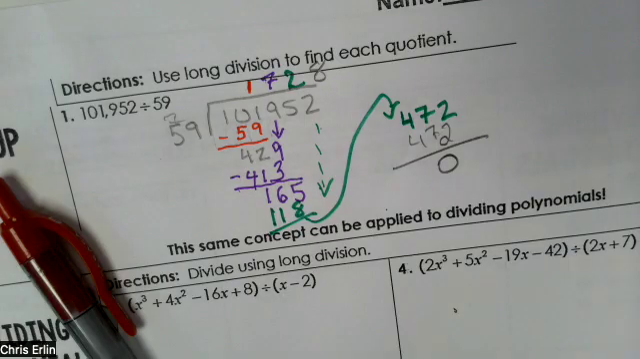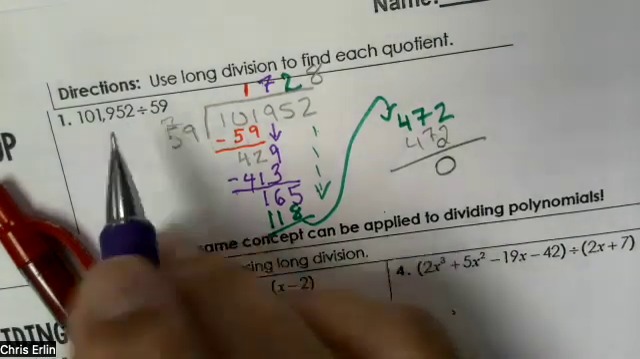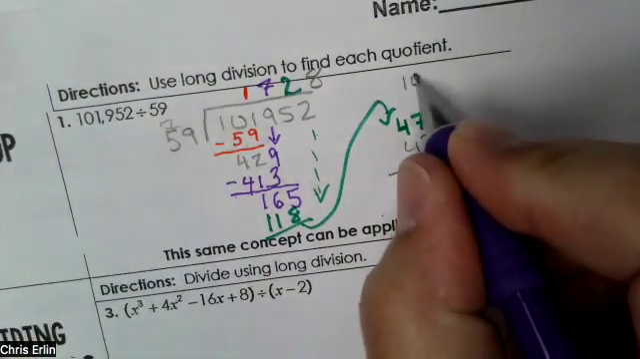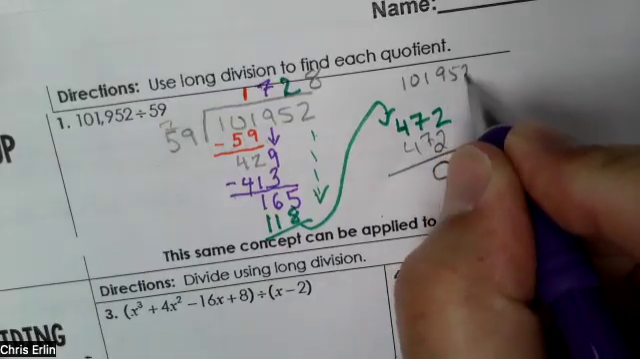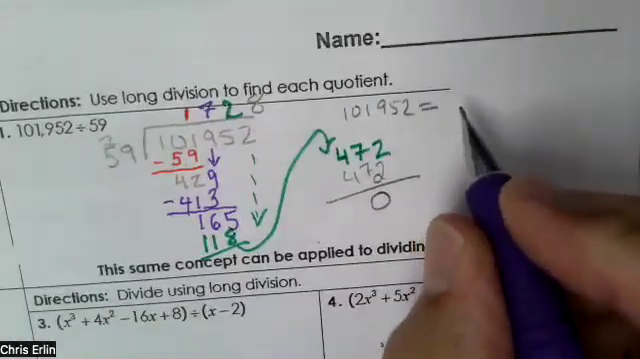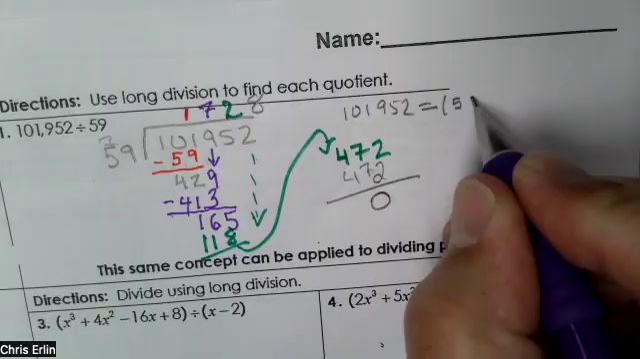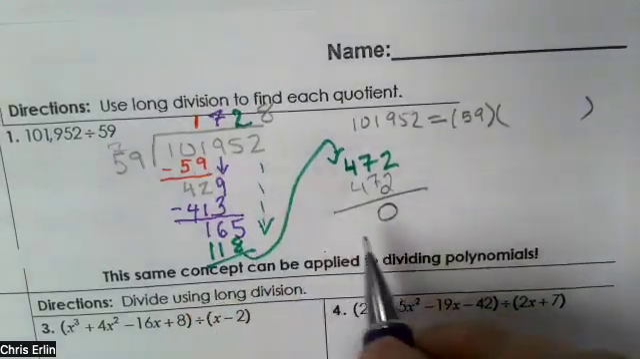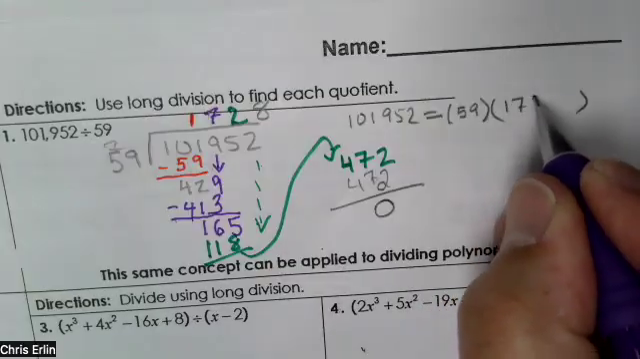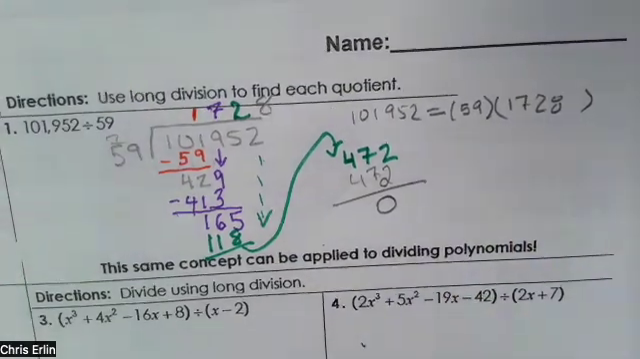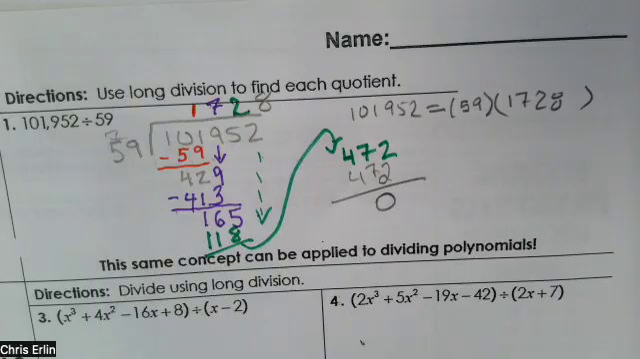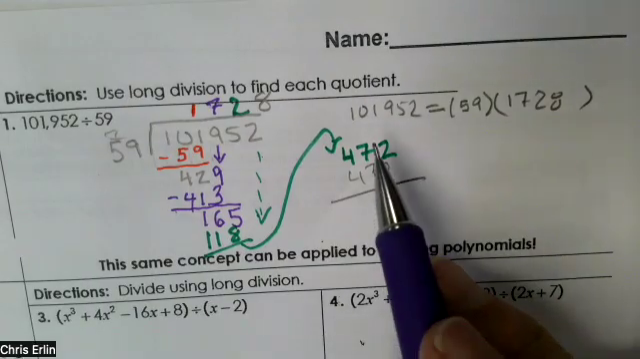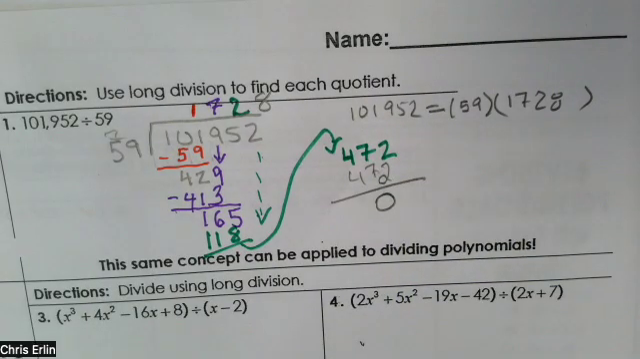What does that mean, that it worked out perfectly? In other words, I can rewrite 101,952 as 59 times what? 1,728. In other words, I just factored this number into this.